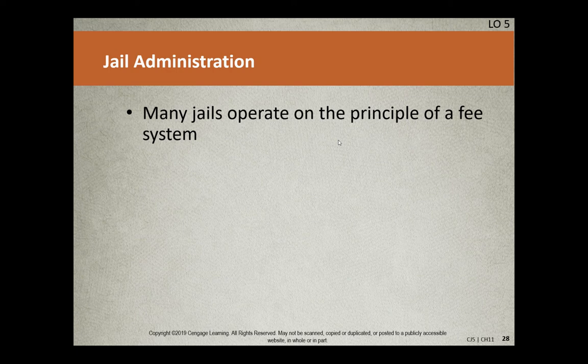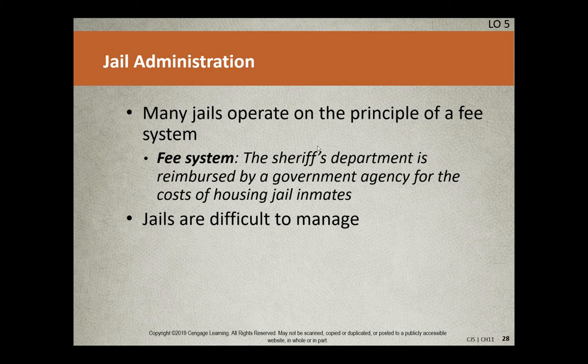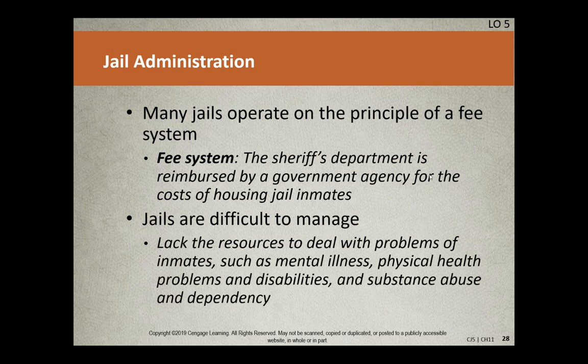With jails, they're really operating on a principle of a fee system. So the sheriff's department is reimbursed by the government agency for the cost of housing them. And jails can be really difficult to manage because of all the different reasons that people are there. And there's just such a lack of resources, mental health, physical health, disabilities that inmates have, that jails just don't have the funding like prisons often do.